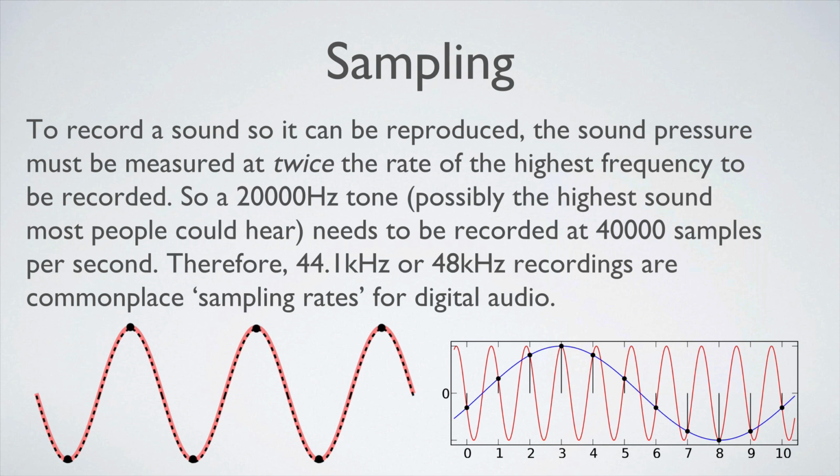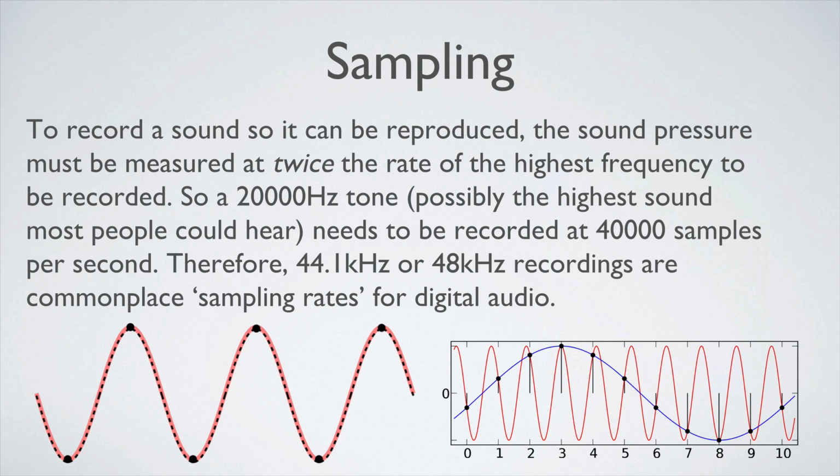Now, to record a sound so it can be reproduced, the sound pressure must be measured at twice the rate of the highest frequency to be recorded. So if you want to record a 20,000 Hertz tone, which is possibly the highest sound most people can hear, so that's for a young person who has good hearing, they could hear a 20,000 Hertz tone, or maybe a little higher. For many old people, they can only hear 10,000 or even 5,000 Hertz. You lose your hearing over time.